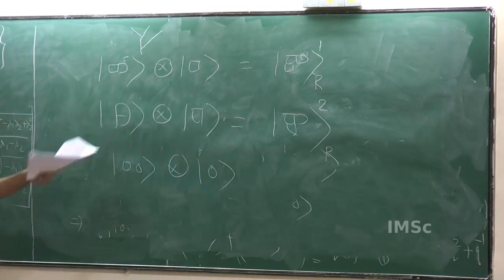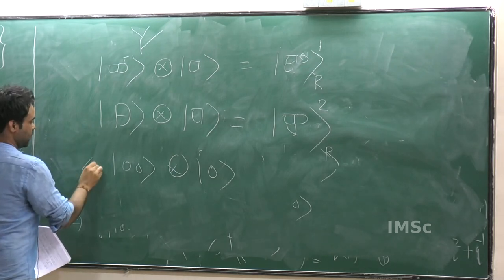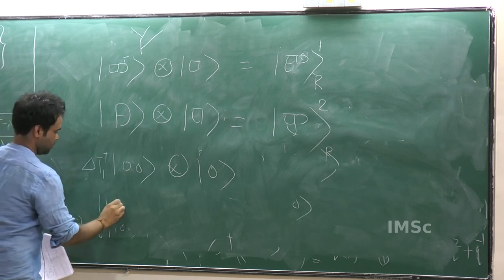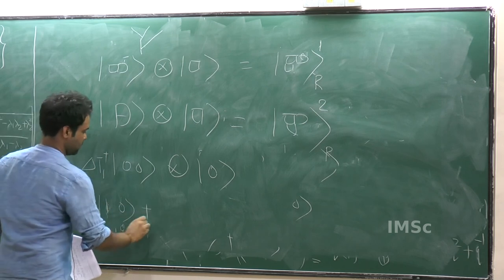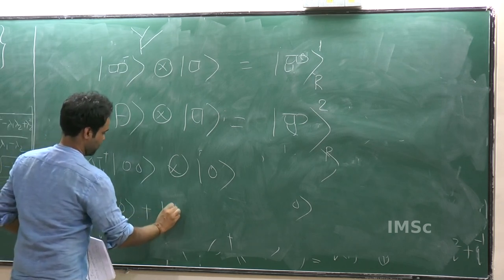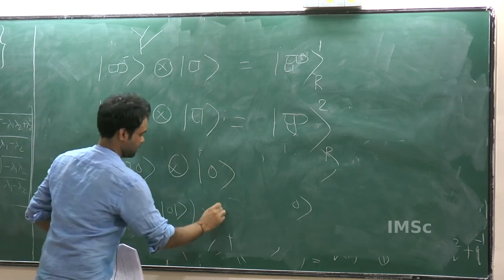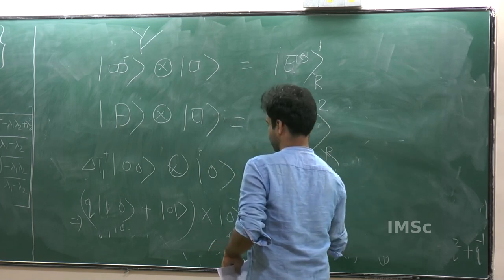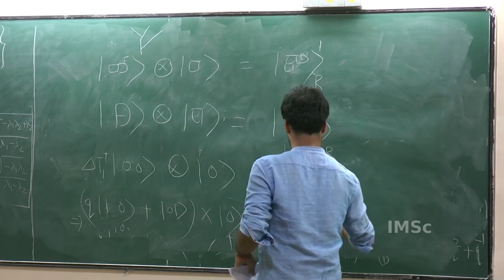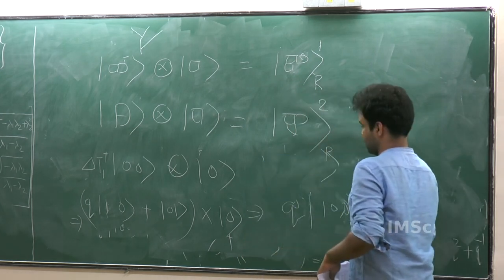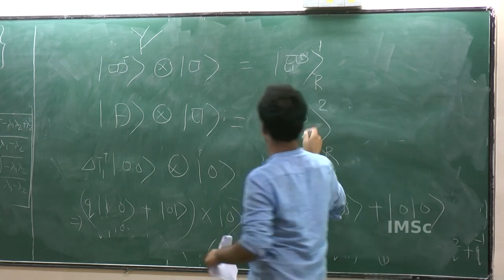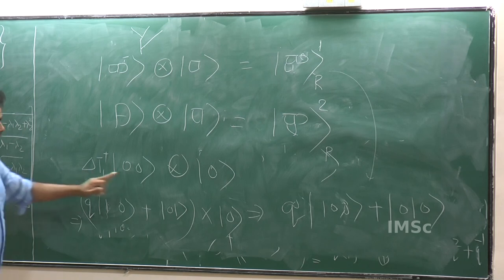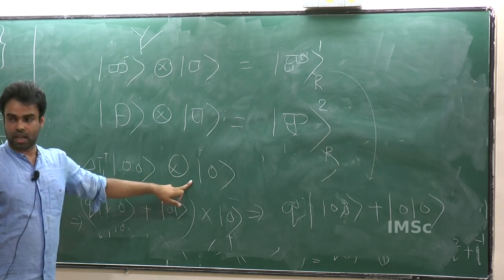How do we construct this state 2, 1? So either I can act delta T1 on here, then I will get 1, 0, Q plus 0, 1. And then I can take, so I will get Q times 1, 0, 0 plus 0, 1, 0. So this is the state. This is the first possibility. Also, I have another possibility. I can act T1 here. So I have 2 possibilities.